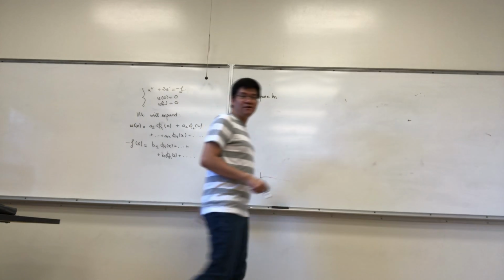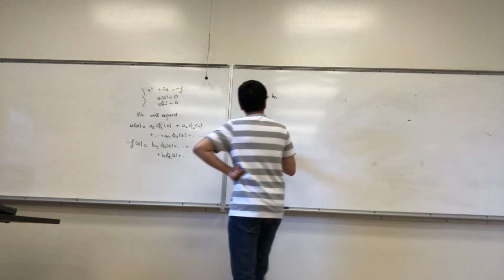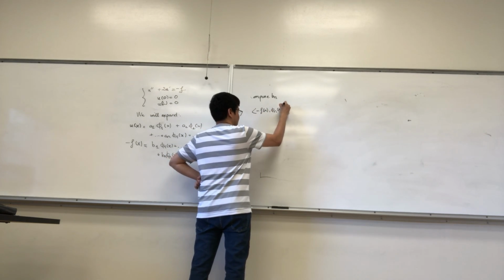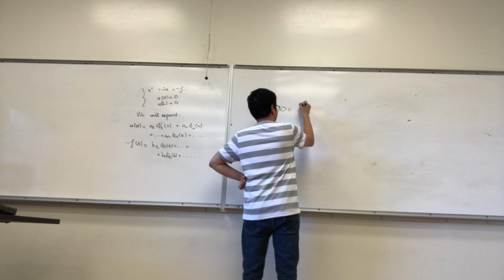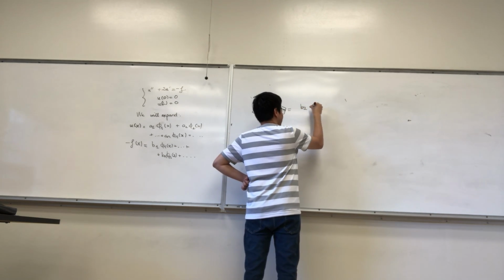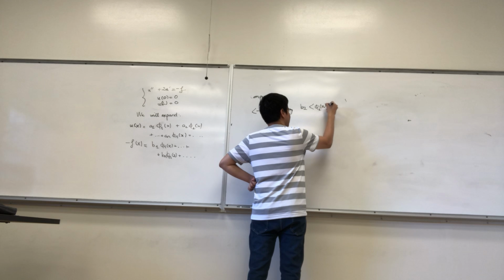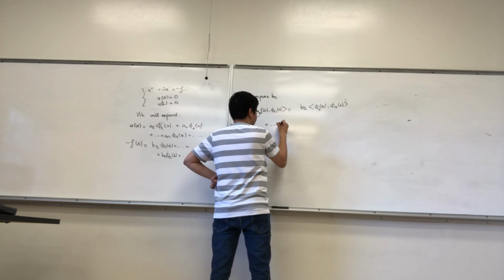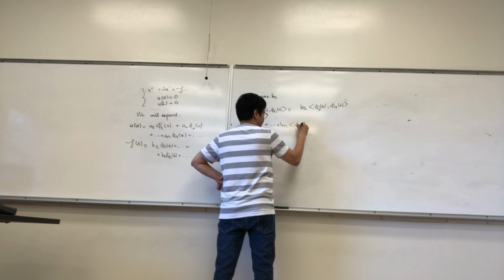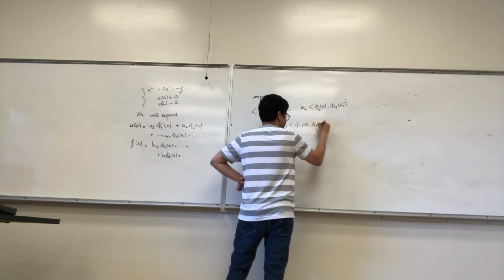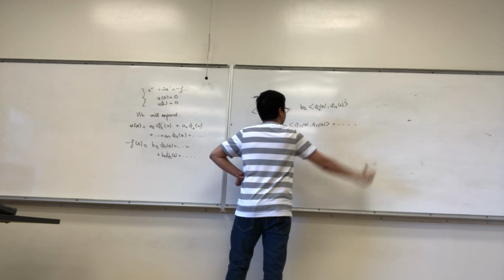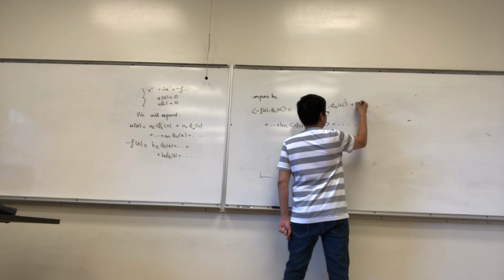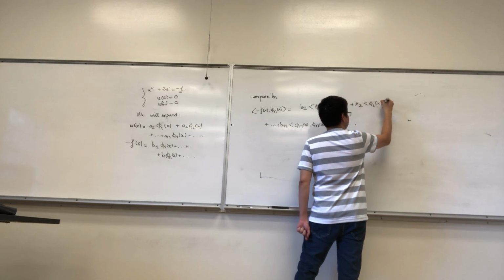So to compute bn, we use the inner product. I'm going to multiply minus f with pn. This gives me b1. b1 is a constant, so it doesn't matter. So you have b1, plus b2, plus bn pn(x). Here you have v2 as well. So you have v2(x), vn(x).